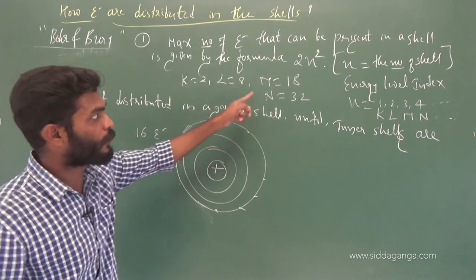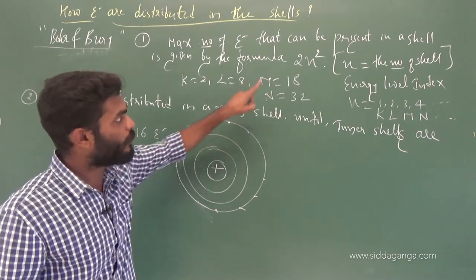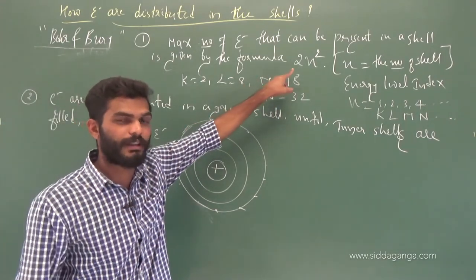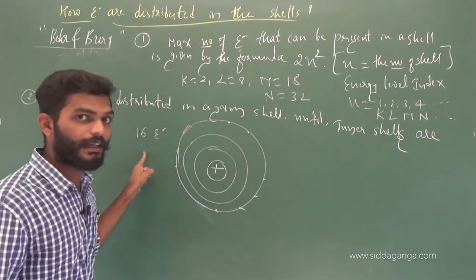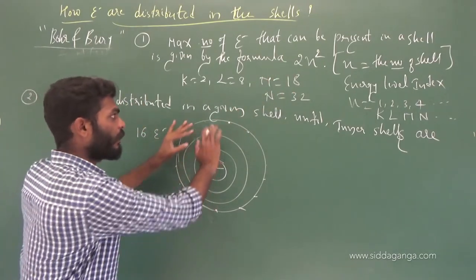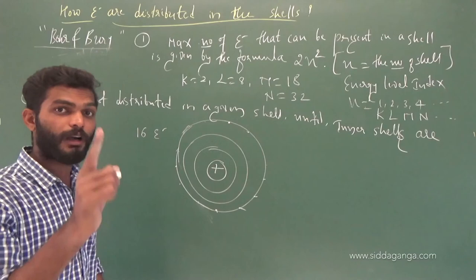I obeyed the first rule. What is the first rule? In the third shell, only a maximum of 18 electrons should be there. Here I have 16 electrons. So I can put all the 16 electrons in the third shell. But this should not be done.